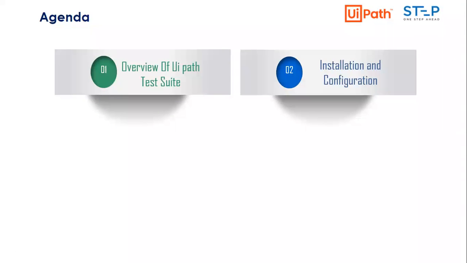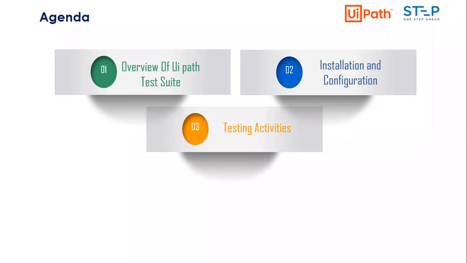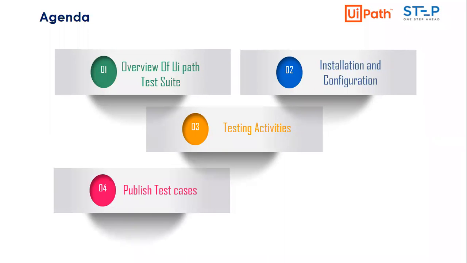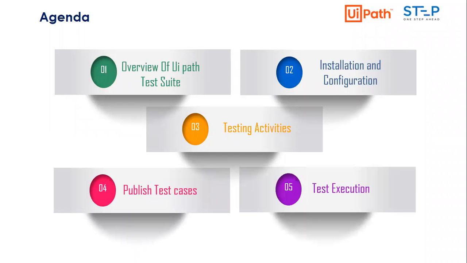So this is today's agenda: an overview of UiPath Test Suite and how it works, then installation and configuration and the necessary steps for that. After that, we will cover the test activities we need to use in UiPath Test Suite, then how to publish test cases in Orchestrator, where we can see the results of the test case while doing the execution. Finally, the test executions and the orchestration of that test case. So this is the agenda for today's session.